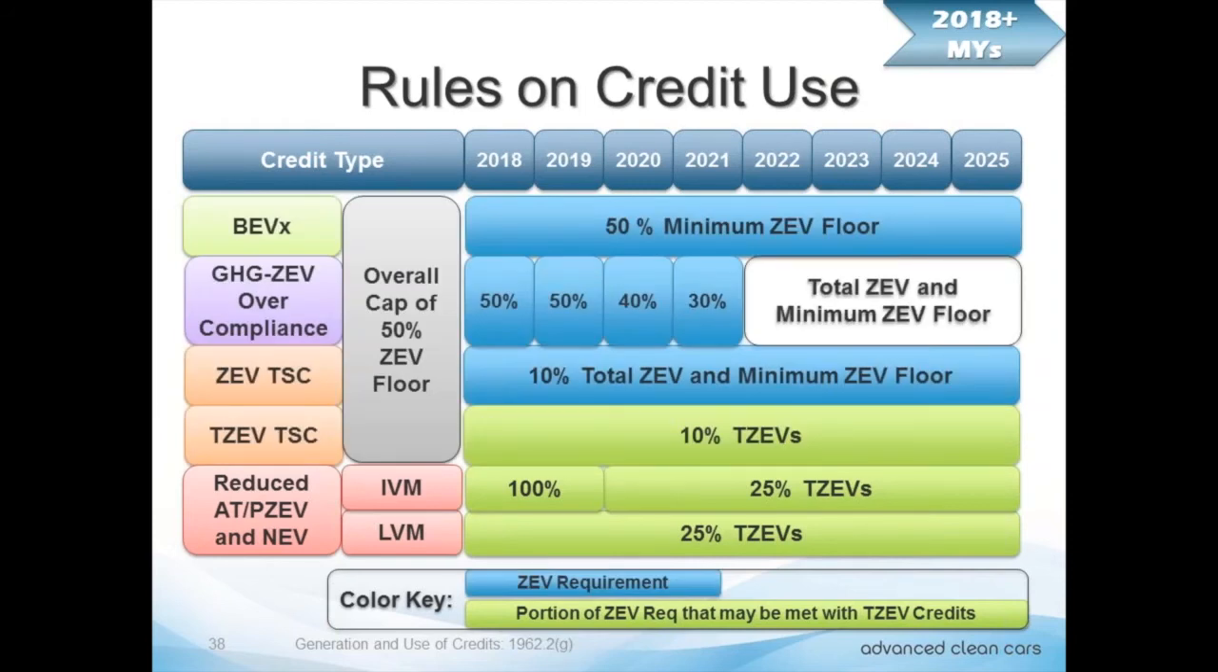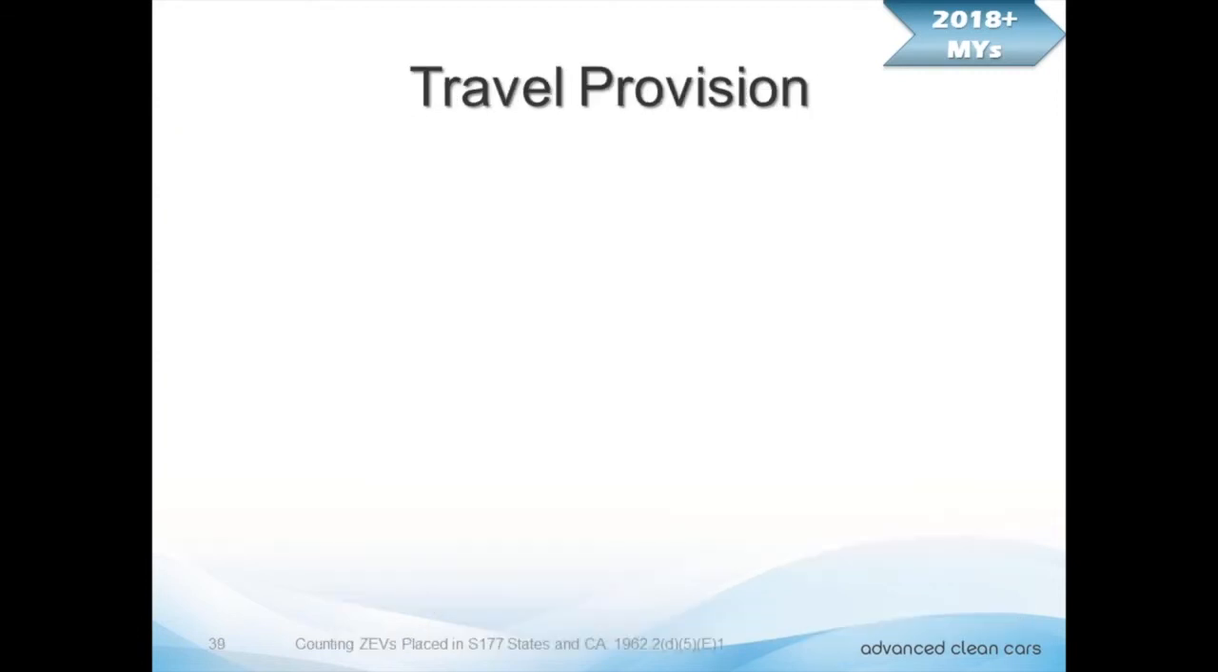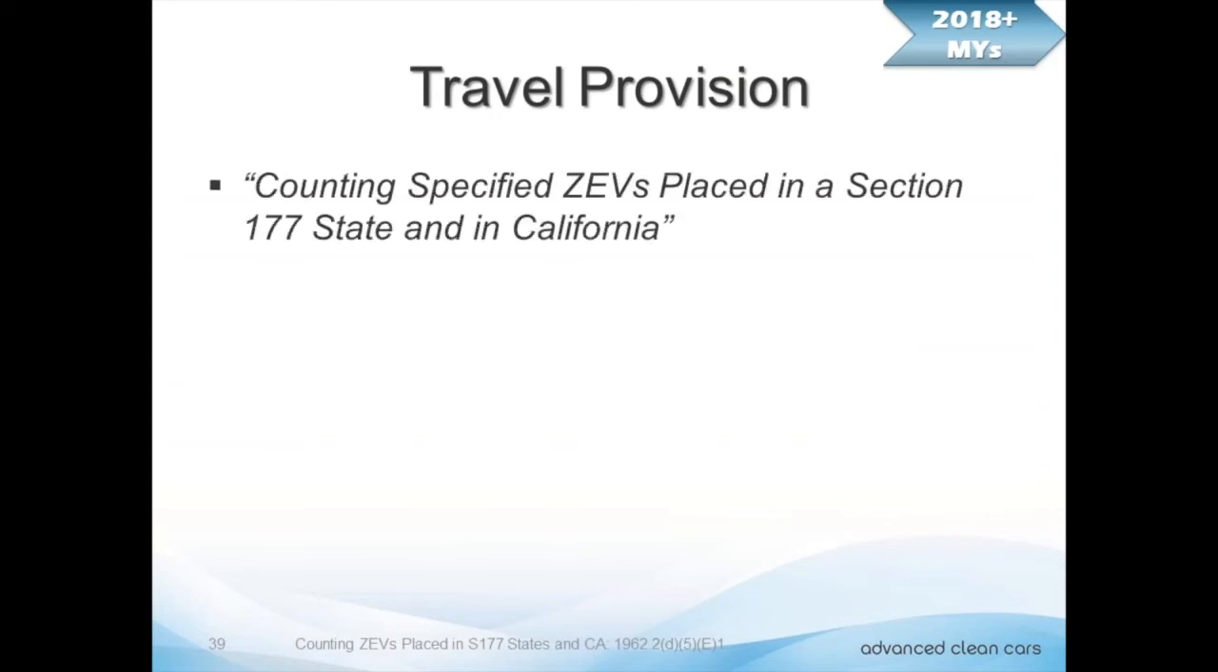Next, we are going to look at flexibilities built into the regulation relating to compliance outside of California. First, we will discuss the travel provision. We use the term travel provision as a shorthand. However, in the ZEV regulation, this subsection is entitled Counting Specified ZEVs Placed in a Section 177 State and in California. This is important to point out because there is a lot of misconception around this provision that results from using the term travel.